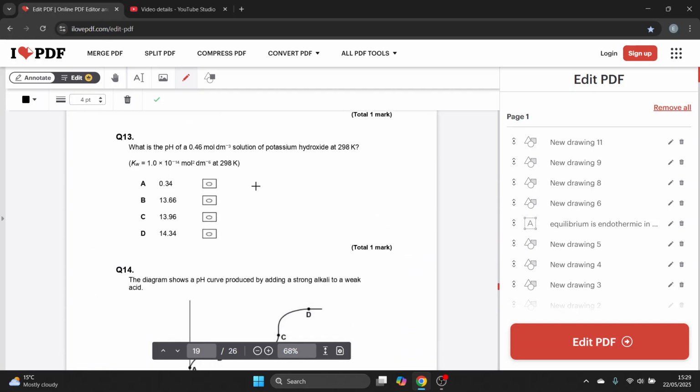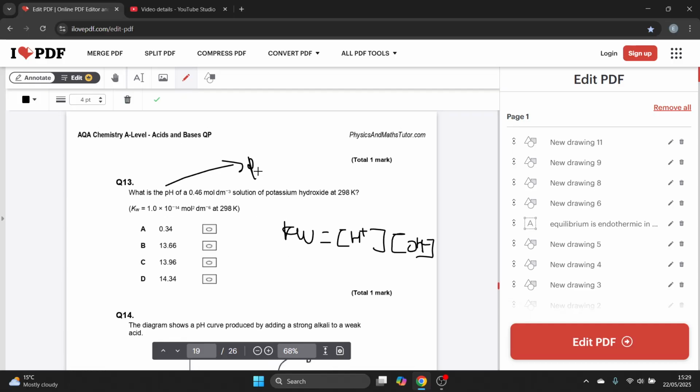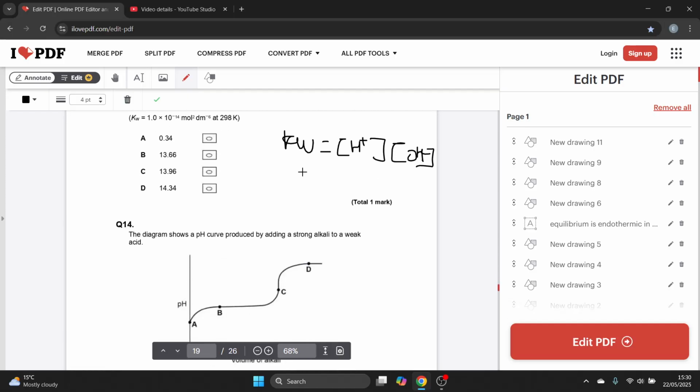Question 13 was a pH of this plus hydroxide. So Kw equals concentration H plus times the concentration OH minus. I want to find the pH, so I'm going to write down the expression for pH, which is minus log 10 of concentration H plus. And then I'm going to rearrange this expression to find the concentration of H plus ions.